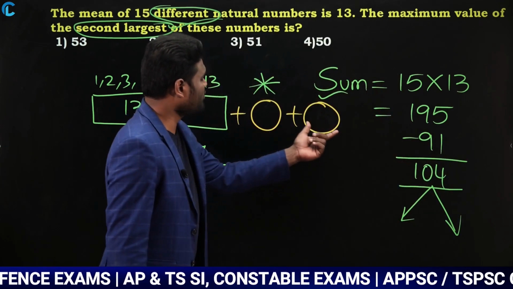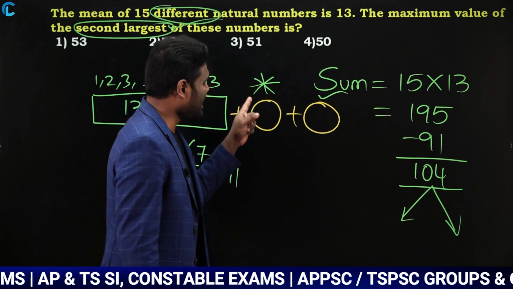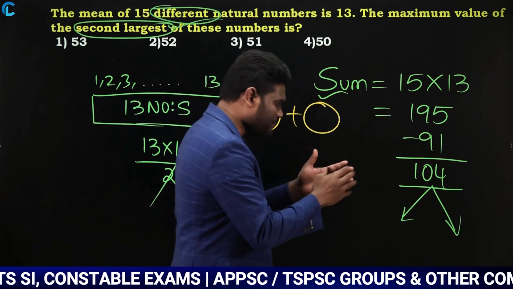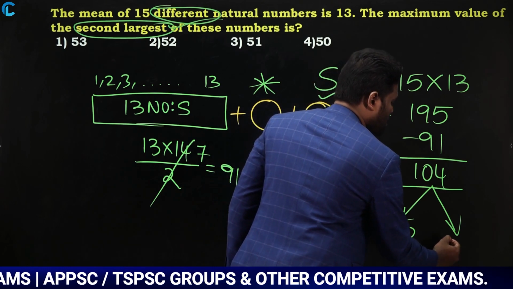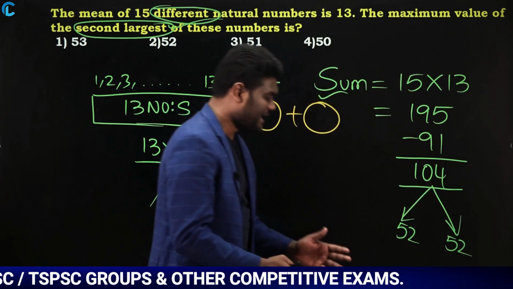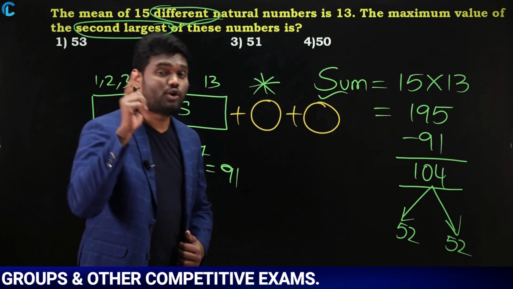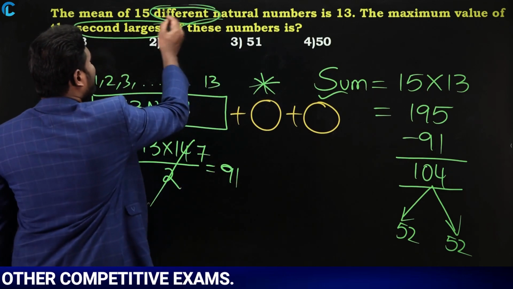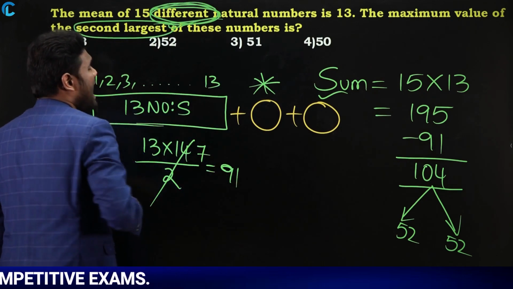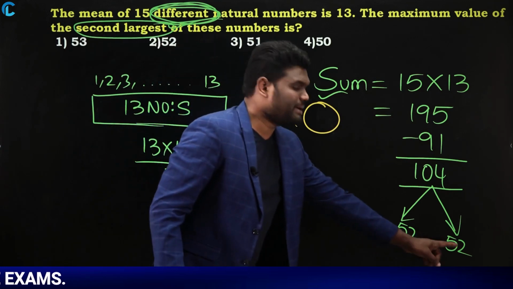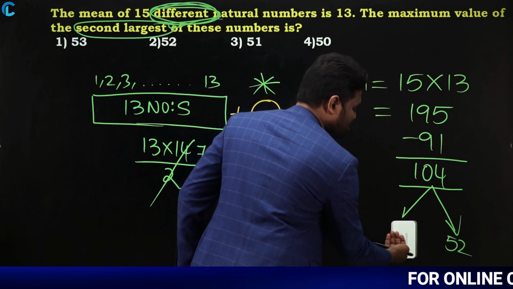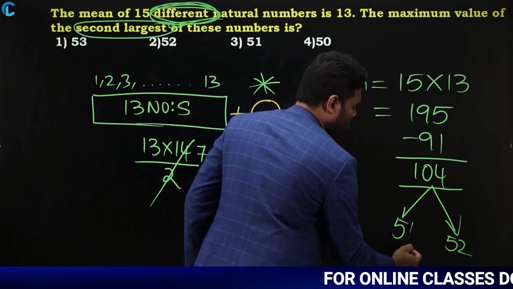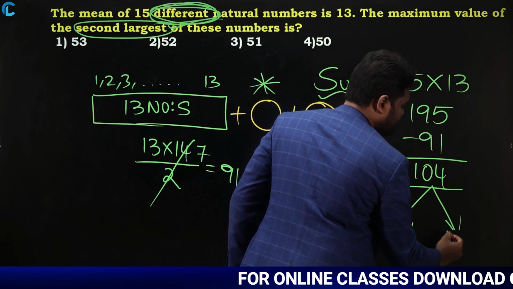Yes or no? Combination of two numbers. Now I need the second largest number. This 104, if I split it, I can split it as 52 and 52. When I make it half, it will be 52, 52. But in the question it is clearly mentioned it should be different. As it should be different, both of them cannot be same. If both of them cannot be same, then they should be how much? One number should be 51 and the other number should be 53.